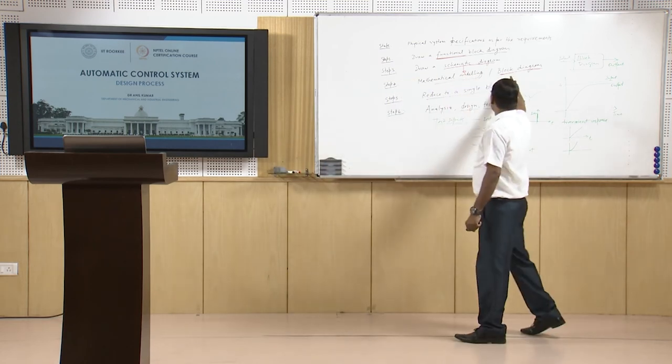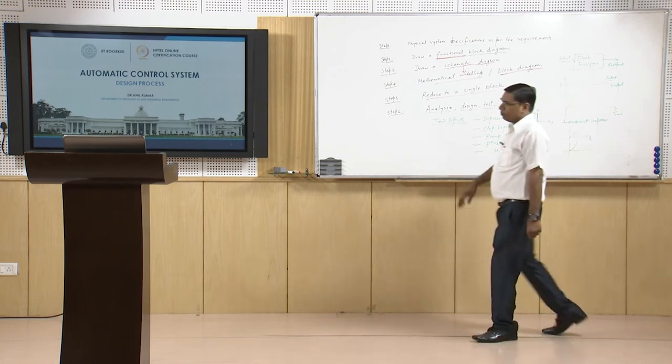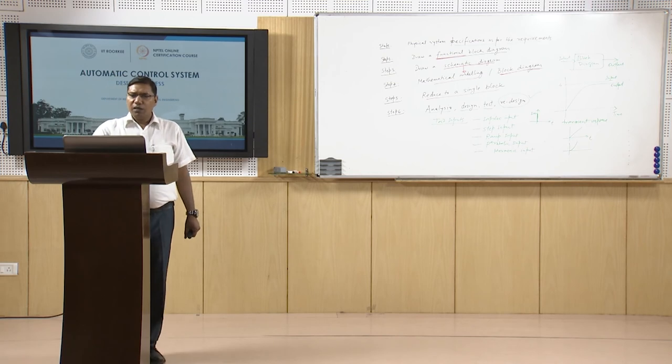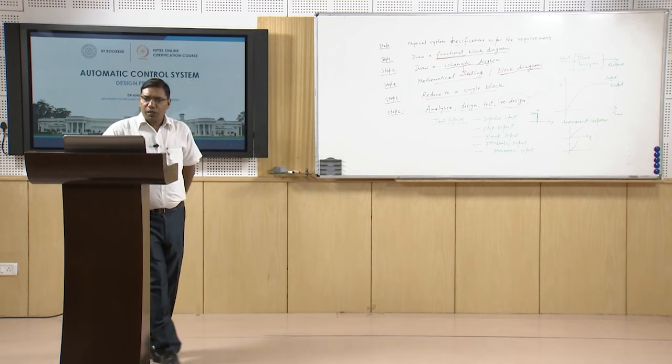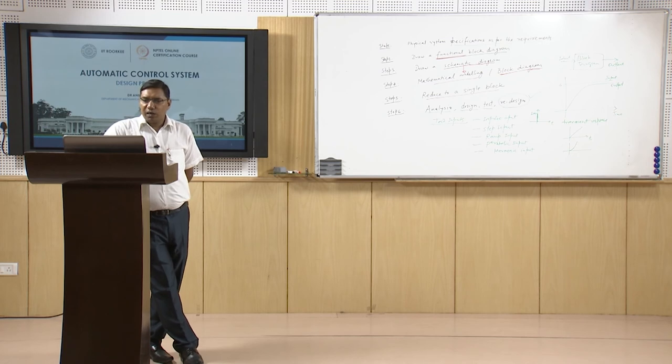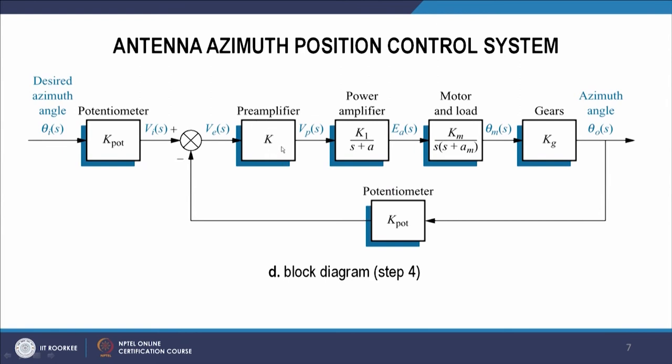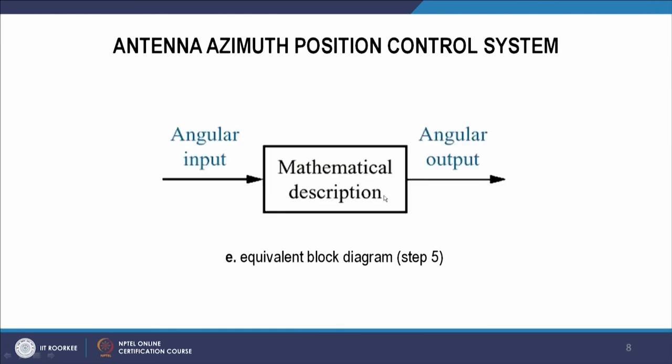Now come to the mathematical modeling. Here we use the transfer function and the block diagram. So here is the block diagram. Each component of the system is represented as a block, and inside the block is the transfer function of that system. We will discuss transfer functions in the next few classes. Each block has a certain input and a certain output, and there is the summing junction, then input and output. So each component can be represented as an input-output block diagram. Now this is step number 4. Then step number 5, we reduce to a single block.